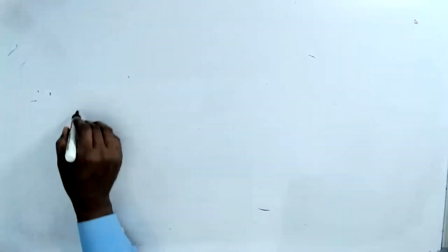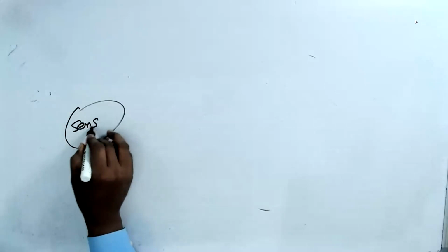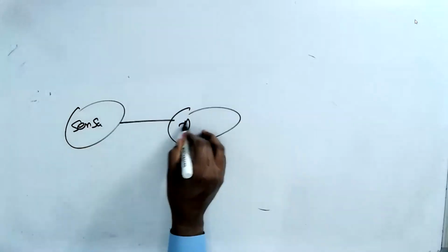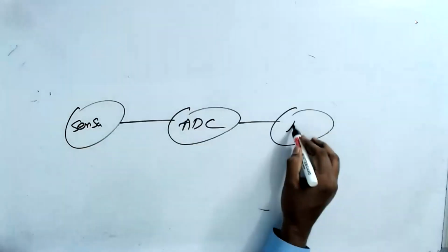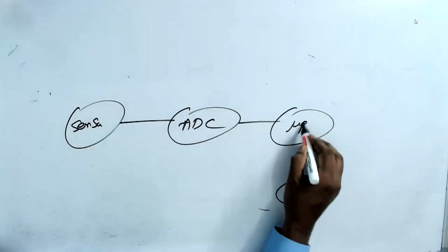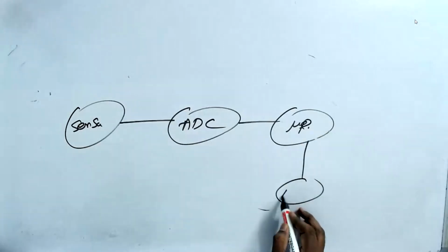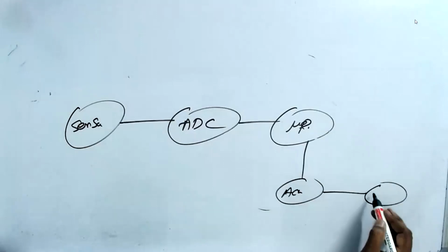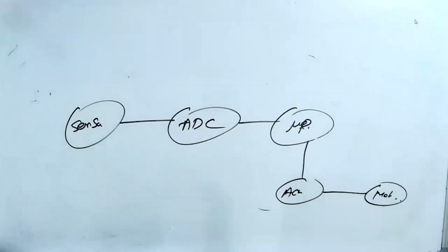So your product will be like this: sensor, ADC, microcontroller, microprocessor or whatever it is, then actuator and the control motor, whatever it is. Those things are very simple. Motor control, you can do that. Changing direction and speeding up are all very clear.